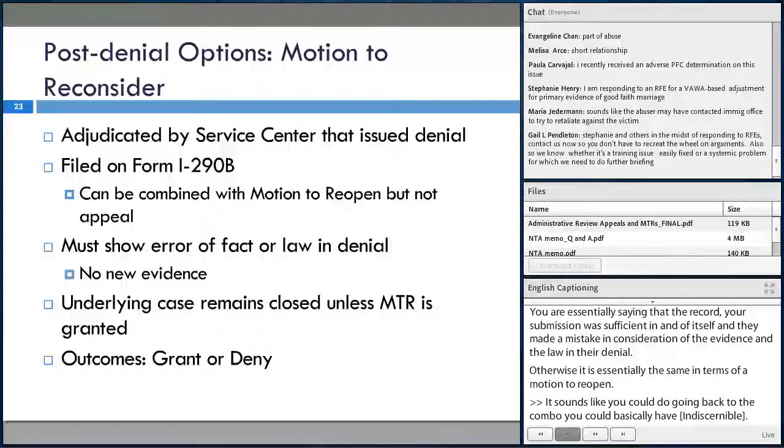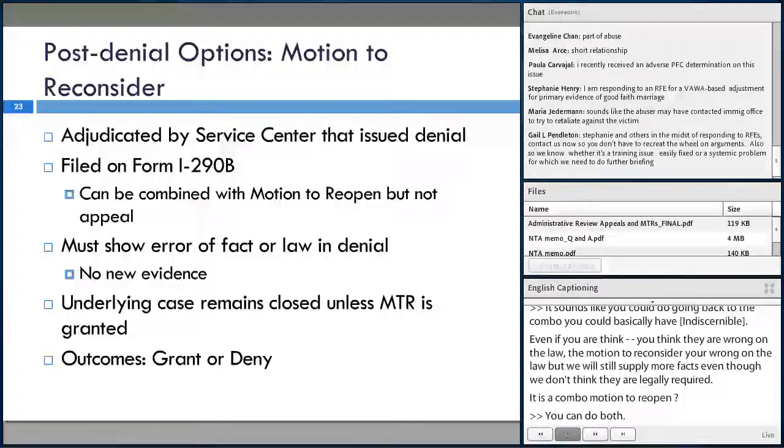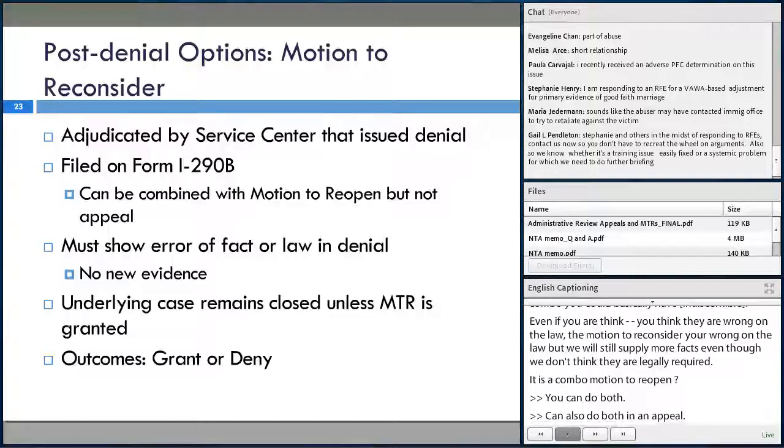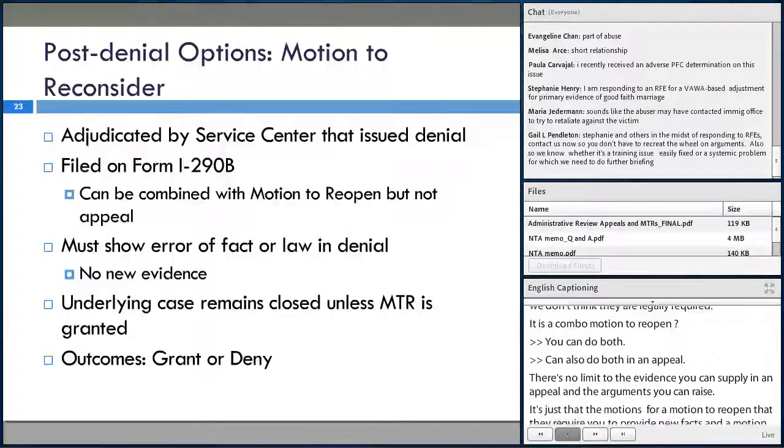And you can also do both in an appeal too, right? So there's no limit to the evidence that you can supply in an appeal and the arguments that you can raise in an appeal. It's just that for a motion to reopen, they require you to provide new facts, and for a motion to reconsider, they require you to show error. But because you can file both a motion to reconsider and reopen at the same time on the same form, you can raise all those arguments at the same time.